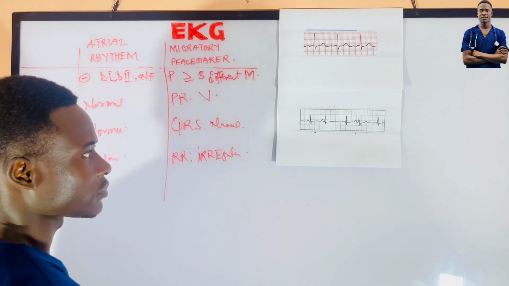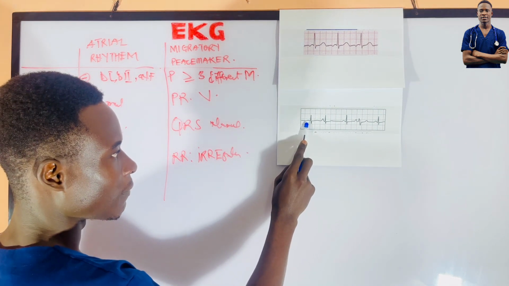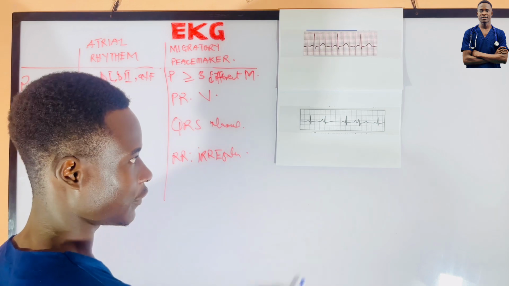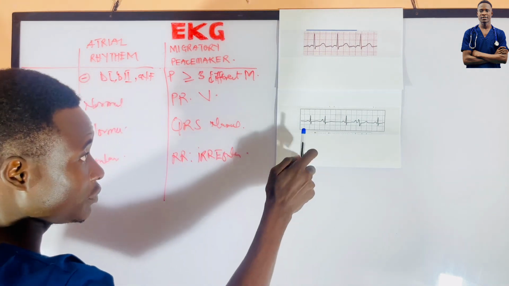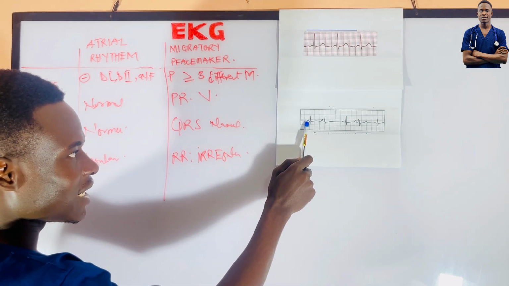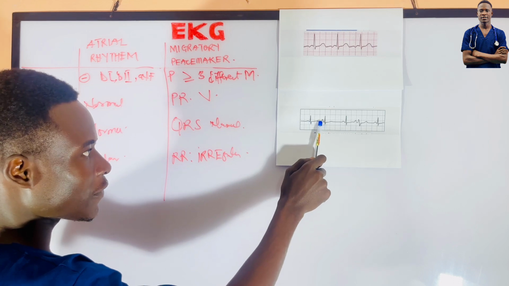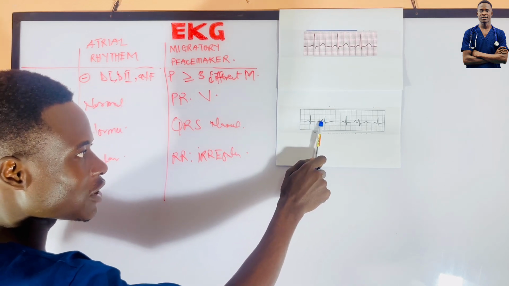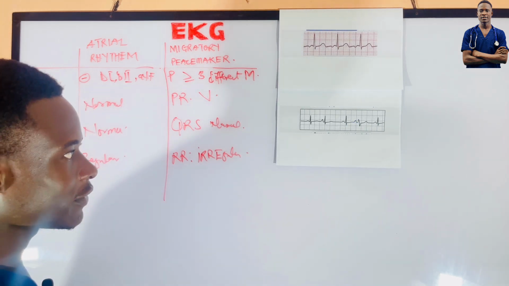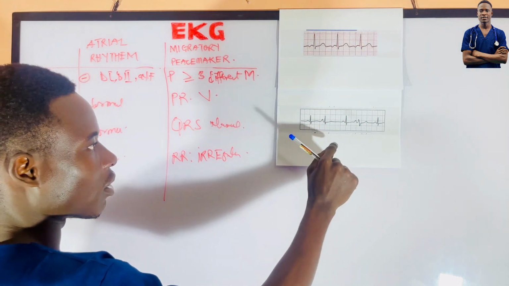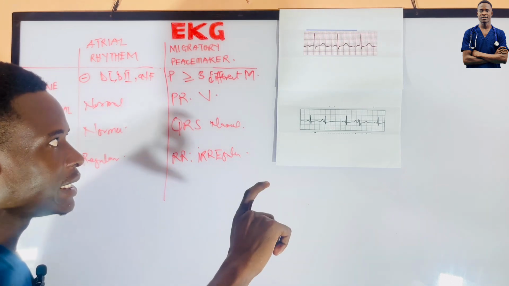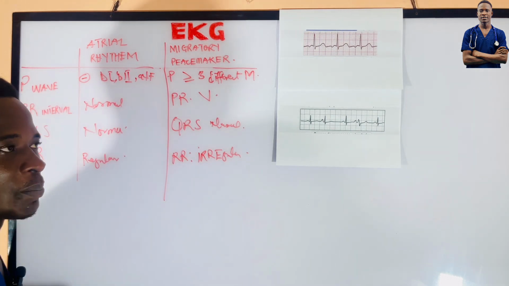We come to the graph. This is our P wave. This is another P wave. This is another P wave. This is another P wave. This is another P wave. Now, let's look at something here. The morphology of the first P wave is different from the second P wave, and the morphology of this one is different from this one, and this one is different from this one. Are we clear with it? So because of that, we say we have 3 P waves of different morphologies on the same lead. So we classify it as migratory pacemaker.